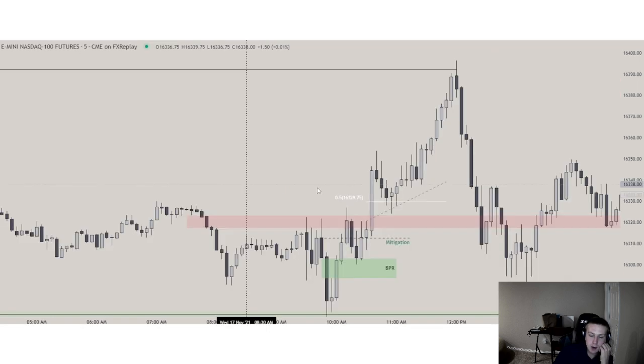And here is the 5-minute chart for that 10 a.m. delivery, that 10 a.m. expansion. Every single day, there's likely going to be a 10 a.m. expansion within the market. If there's not a 10 a.m. expansion, there's likely going to be a 2 p.m. expansion. Here, at 10 a.m., we displace higher.